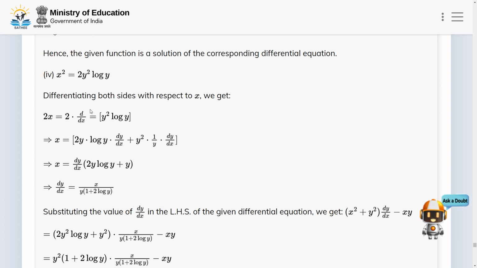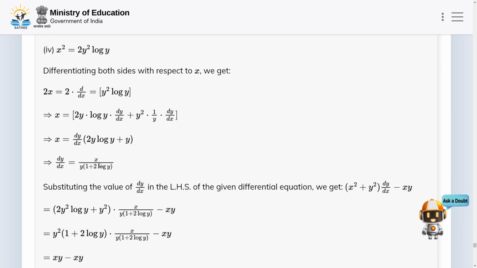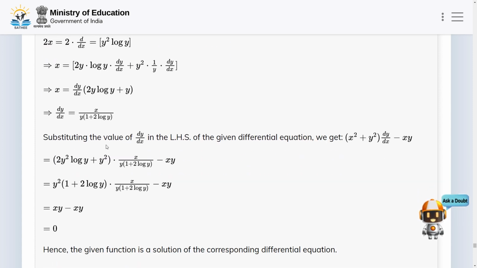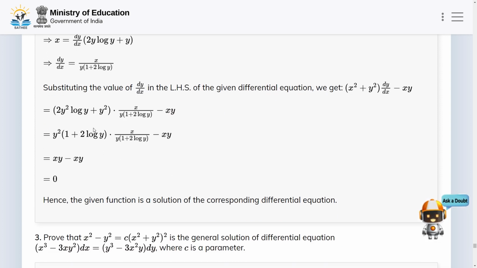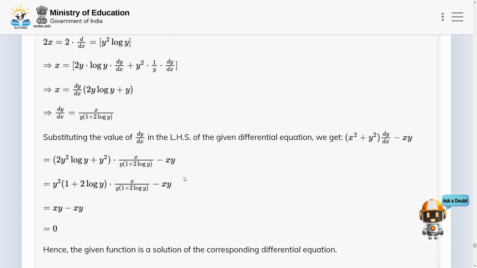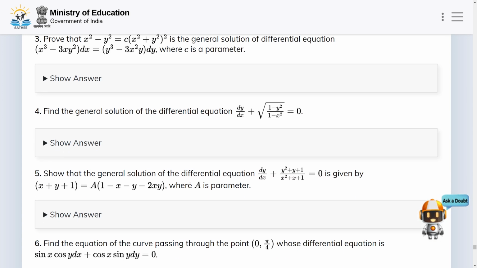Now fourth thing, x square given like this, 2y square log y. Differentiate with respect to x. You will have dy by dx as this. Now this is given to you, the left hand side, (x square plus y square) dy by dx minus xy. After substituting your things, you will get it equals to 0. So this will be your solution of the corresponding differential equation. So only the first one was not the solution. Now next problem.